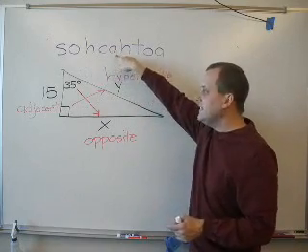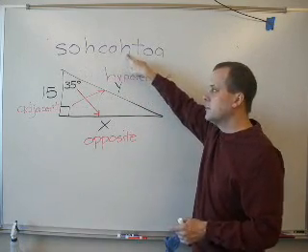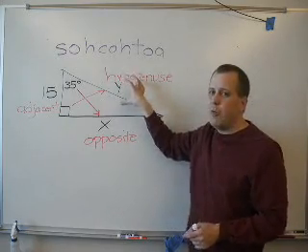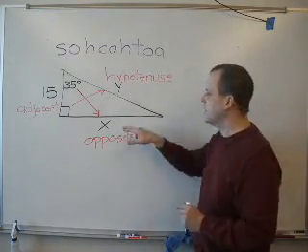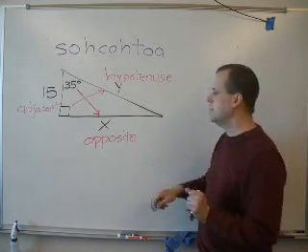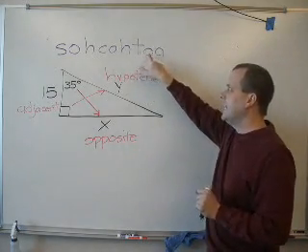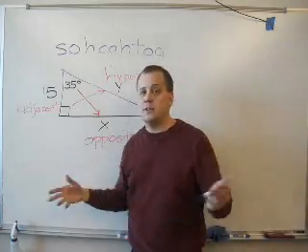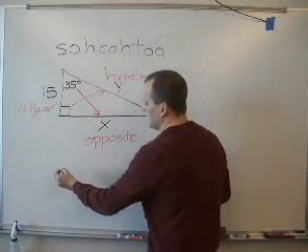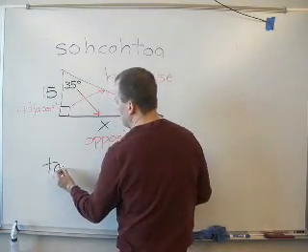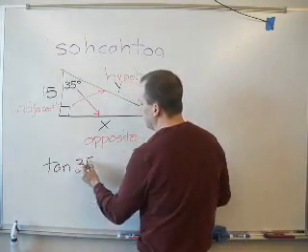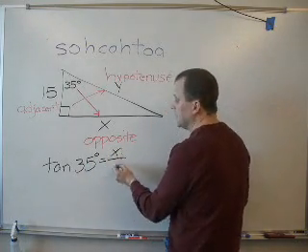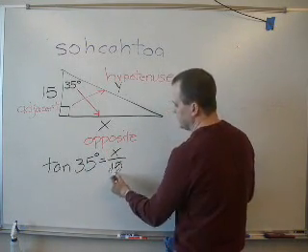Cosine is adjacent over hypotenuse. Well, I want to concentrate on x right now. I don't really care about y. I'll get to y in just a second. So let's figure out what we can do to solve for x. Tangent is opposite over adjacent. I've got an opposite, I've got an adjacent, so tangent works. So here's how this works. Tangent of 35 is going to be x over my opposite over my adjacent.